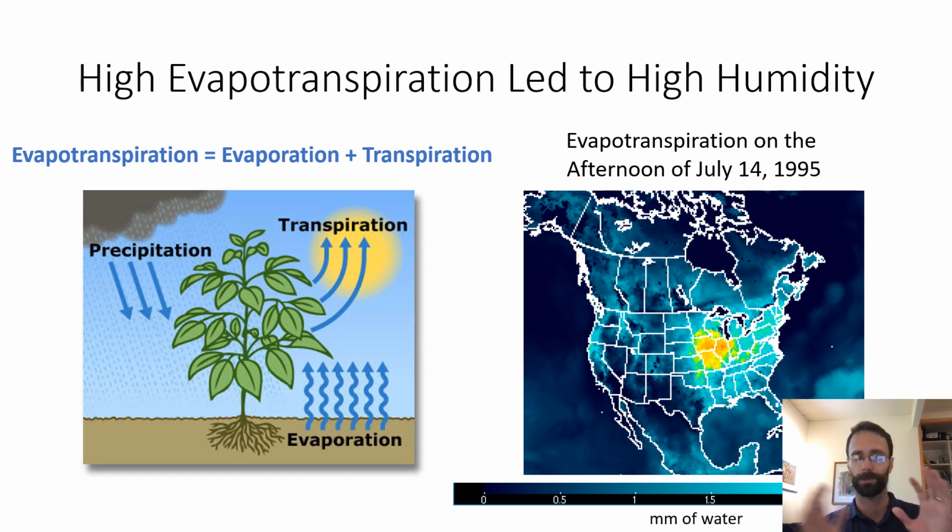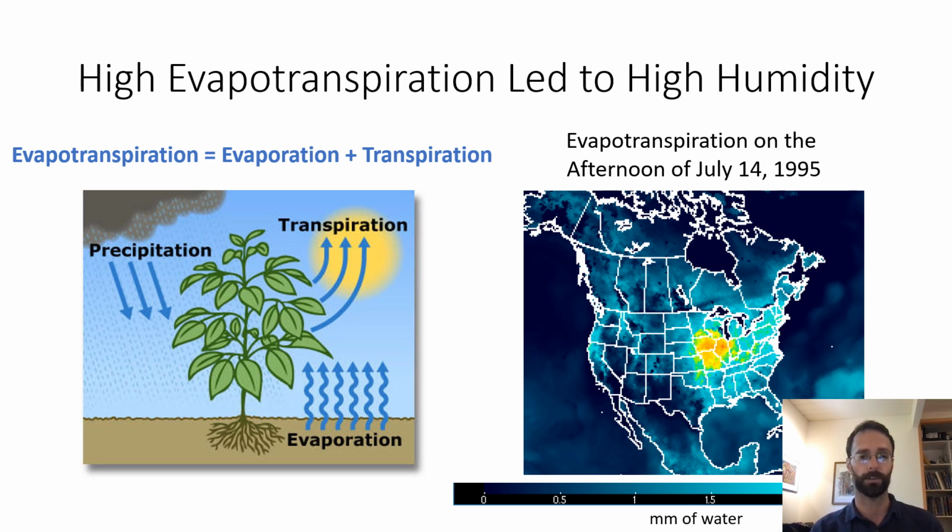Okay, so now that we know what evapotranspiration is, on the right is a plot that depicts what evapotranspiration looked like during an afternoon of the 1995 Chicago heatwave event. So this is from July 14th in particular. And so the colored shading here is the evapotranspiration. And so the yellows and oranges are high evapotranspiration. And so you can see very, very high evapotranspiration rates were located just west and southwest of Chicago in the Midwest portion of the country.